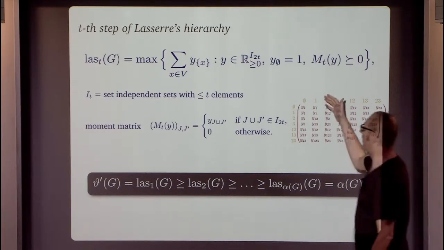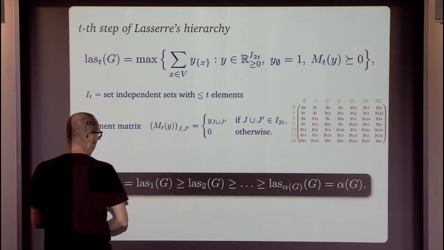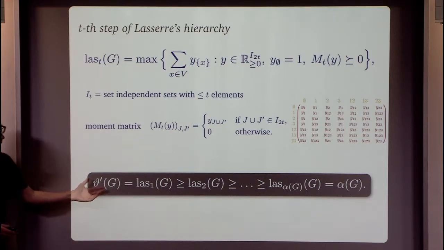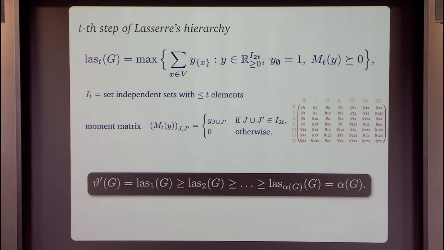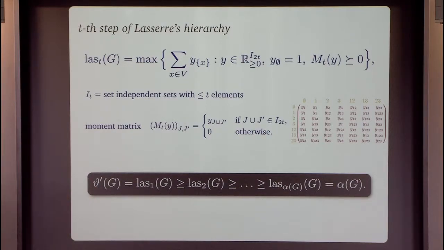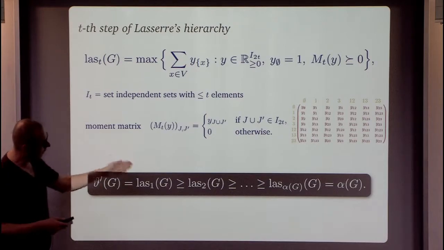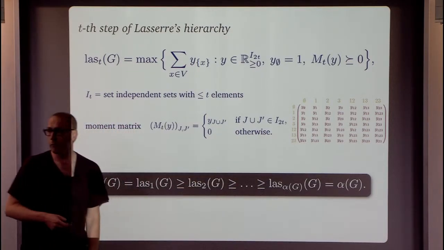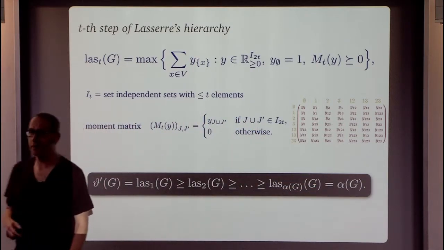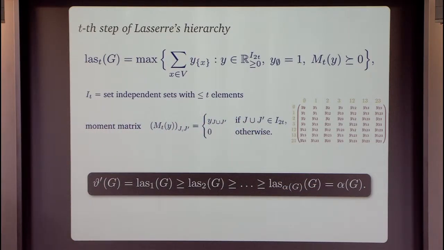So this is the t-th step of Lasserre's hierarchy. And then you can prove that in the first step of Lasserre's hierarchy, you're simply dealing with the Lovász theta number of the graph, or with the strengthening by Schrijver, theta prime of G. So that's the first step in the hierarchy. Then you have a decreasing sequence of upper bounds, which at the end, in the alpha-th step, converges to the right number. So this gives you an SAS proof system for finding the independence number of a finite graph.